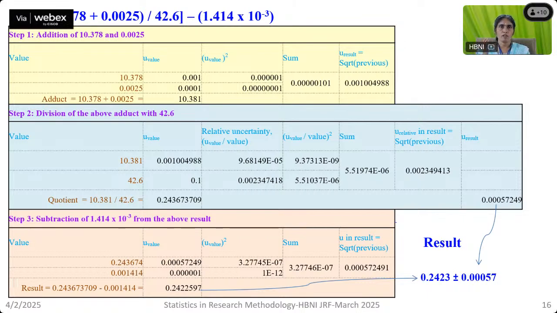Sometimes power operation, exponential or some trigonometric functions, all those you can include in this one. The form of error is discussed in the previous slides.